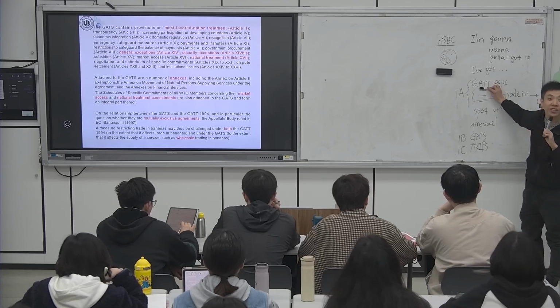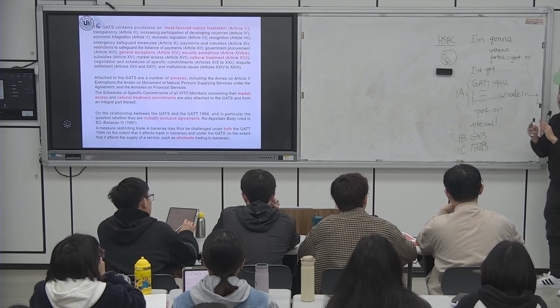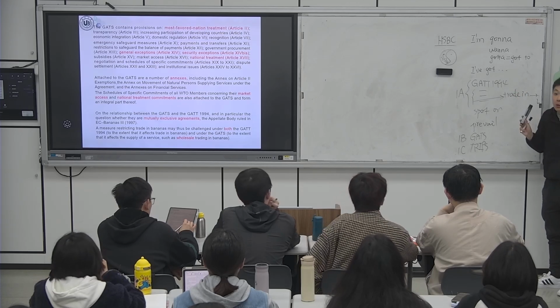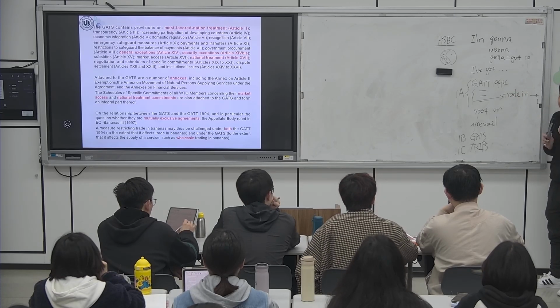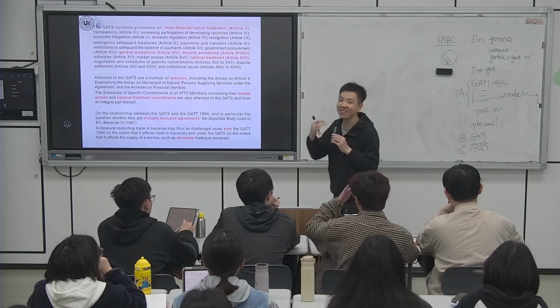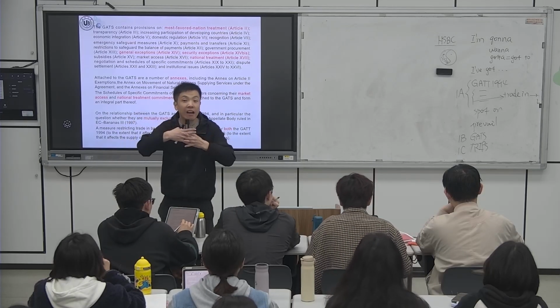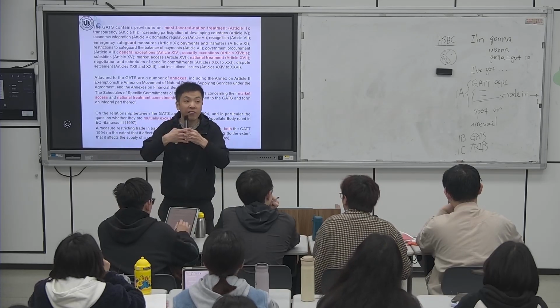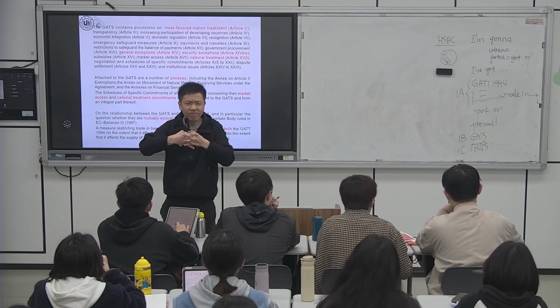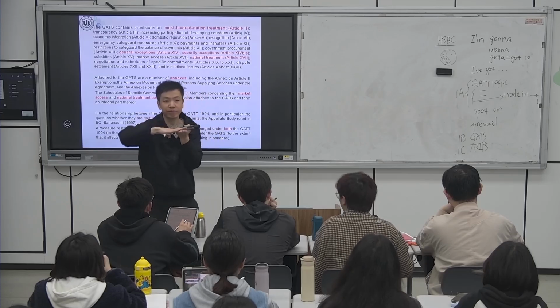GATT is for what? Trading goods, right? GATS is for trading services. So they are mutually exclusive to each other. Don't you think so? Goods is goods, services is services. Are they? Is there any gray area in between? I mean overlapping area. We have some.